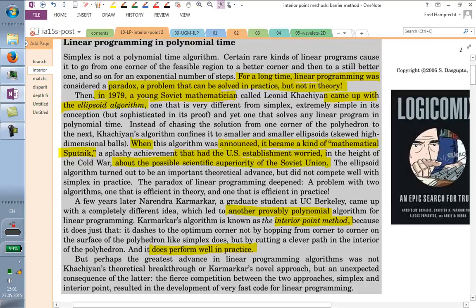And then in the late 70s, a Soviet mathematician invented the ellipsoid algorithm, which had provably polynomial runtime. And as you can read, the community in the West was shocked. It was a mathematical Sputnik event. People were suddenly worried that perhaps the Soviet Union was superior in this important area of optimization. And this was indeed an area which was highly relevant to the Cold War as a whole.